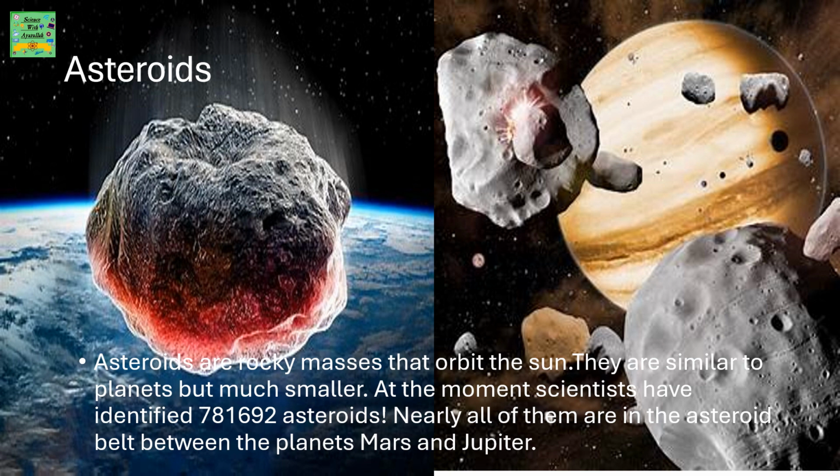Asteroids. Asteroids are rocky masses that orbit the Sun. They are similar to the planets but are much smaller. At the moment, scientists have identified 781,692 asteroids. Nearly all of them are in the asteroid belt between the planets Mars and Jupiter.